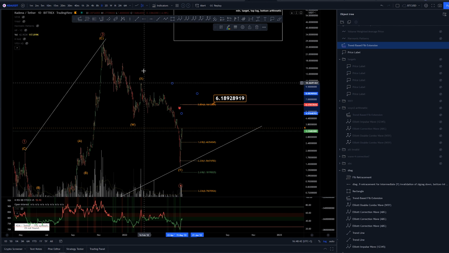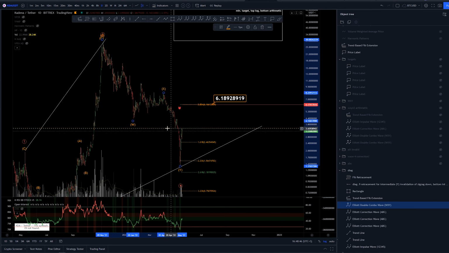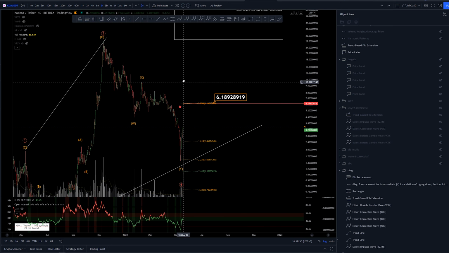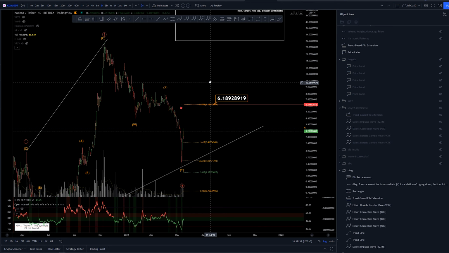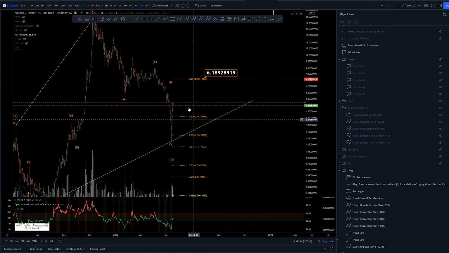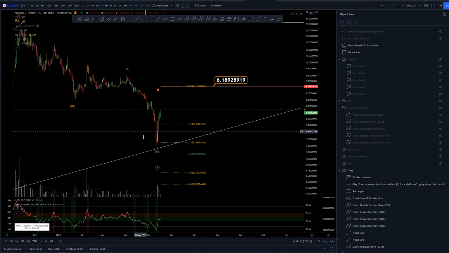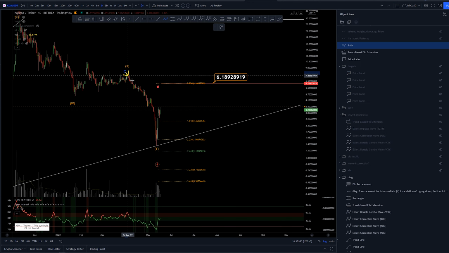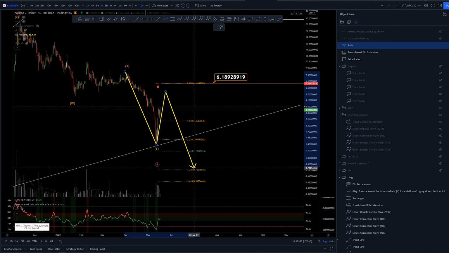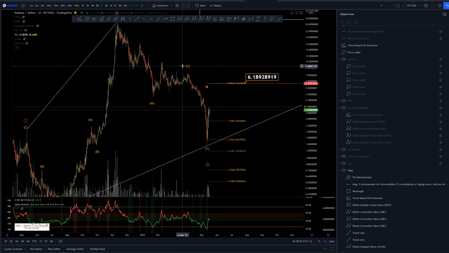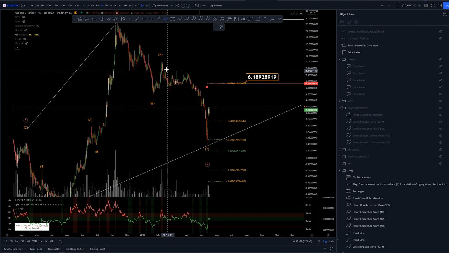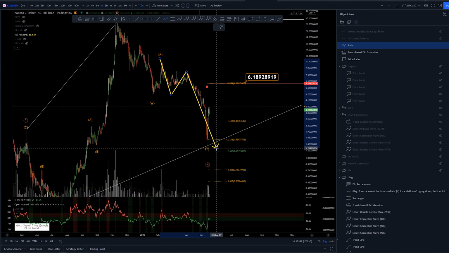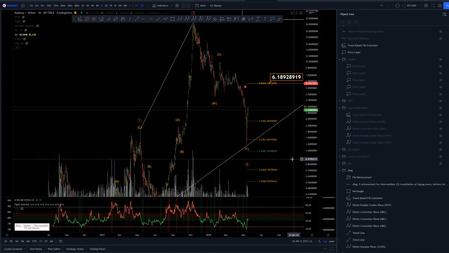I have this WXY on another count. It could definitely be placed here to give it more time. But again, both are still valid. However, if we place the X here, again we are looking for a three-wave structure here, and currently this just looks more like a dump. So if X is here, we would be looking for three waves like so. If X is here, then this current structure could be done or close to being done.